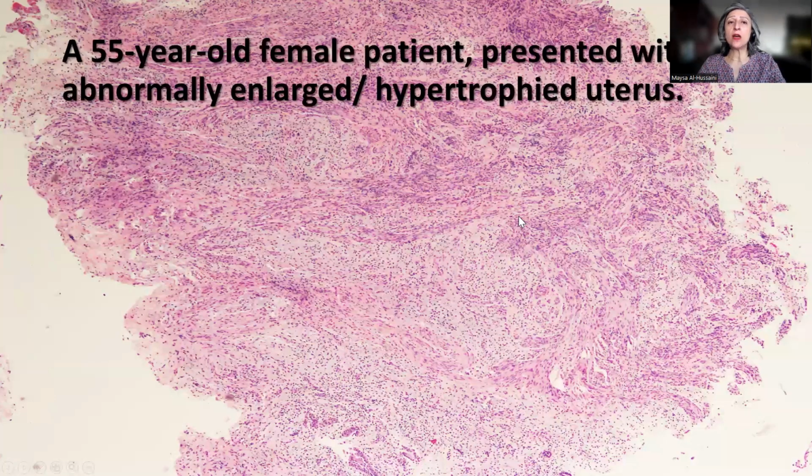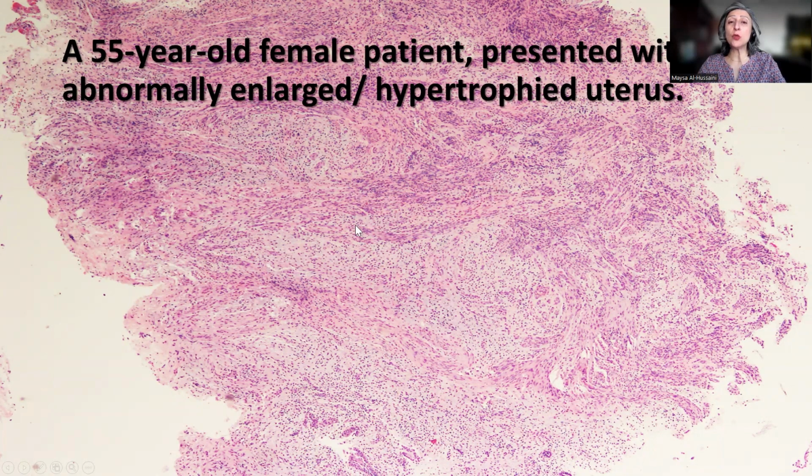So this is a 55-year-old female patient who presented with an abnormally enlarged, hypertrophied uterus, for which the obstetrician decided to take a biopsy. And as you can see, this is a biopsy from the myometrium. Some areas here contained endometrial glands. At first glance, you might think this is normal. What's wrong with this biopsy?